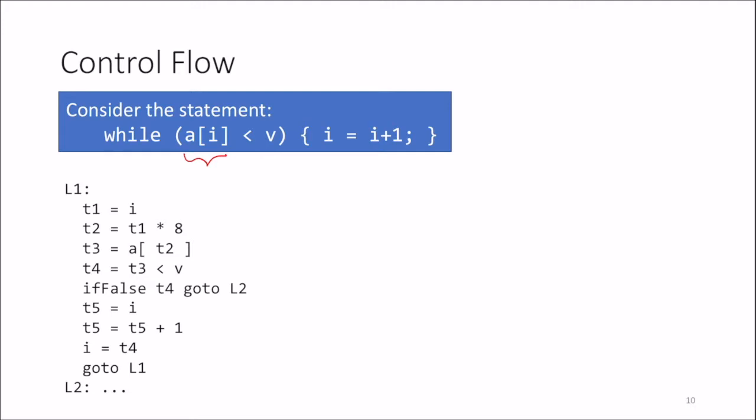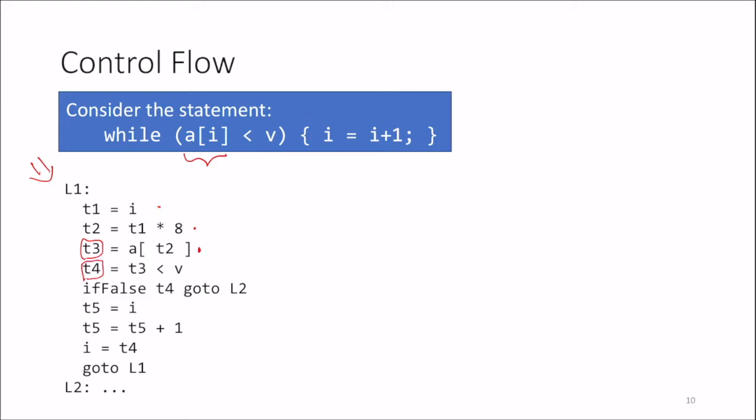So if you look at this code over here, this is the intermediate representation for that while loop. You can see that it's first assigning t1, which is a temporary location, the value of I. It's looking at the location in memory where the ith element would be, assuming that there are 8 bits in a byte. And then it's dereferencing at that location. So T2 is where I need to dereference this array to get the value out, which is T3. And then it checks whether T3 is less than V and assigns that value to T4.